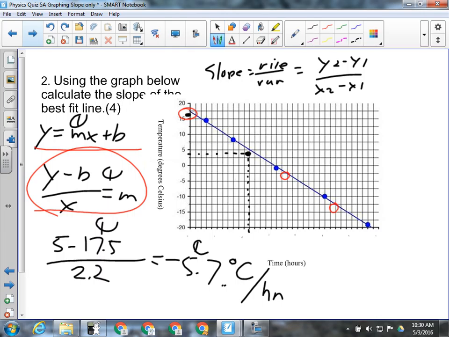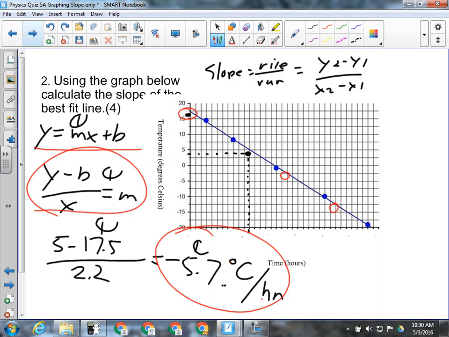And then for our slope, our number should be negative 5.7. It is going down after all. The units are degrees Celsius per hour. It's telling us the rate at which this place is cooling off: 5.7 degrees Celsius per hour. So that is your fourth and final mark.